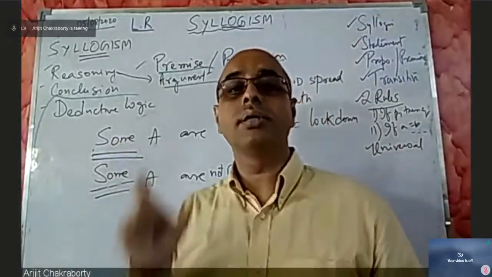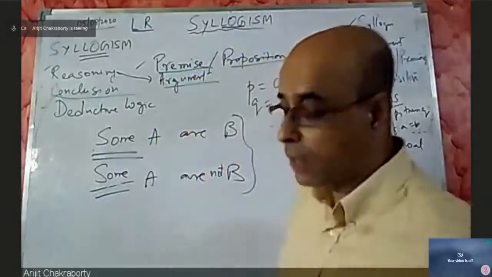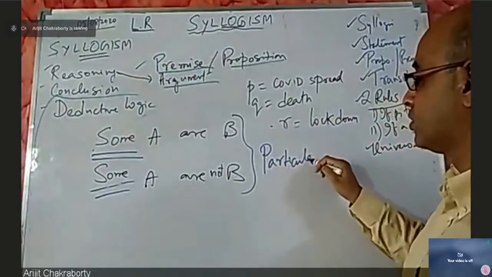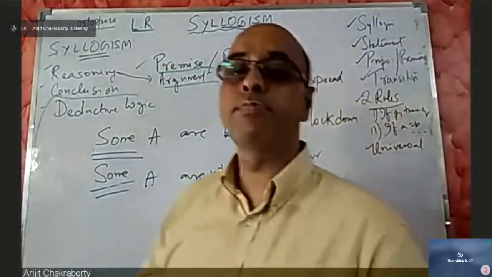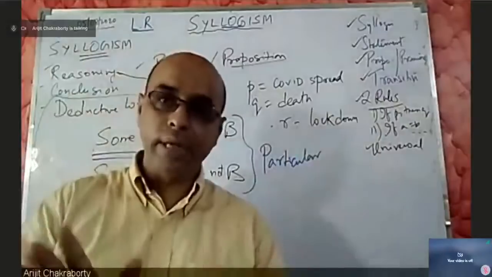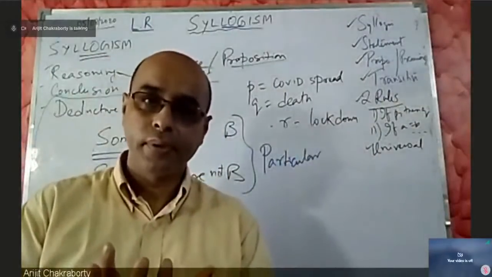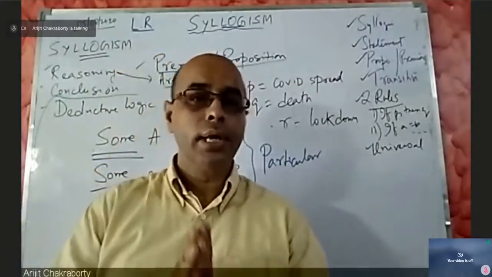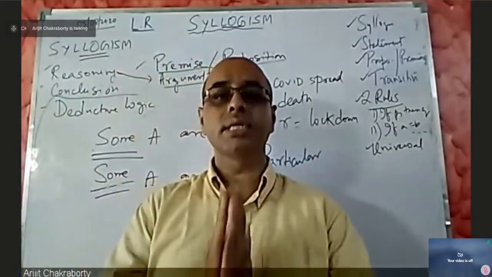okay, this is called particular proposition. So I will request you to keep a note of this particular proposition. This is particular. Why particular? Because I am specifying that not everybody but few, some, a part, a portion, not everybody. It is not universal. It is for some people.